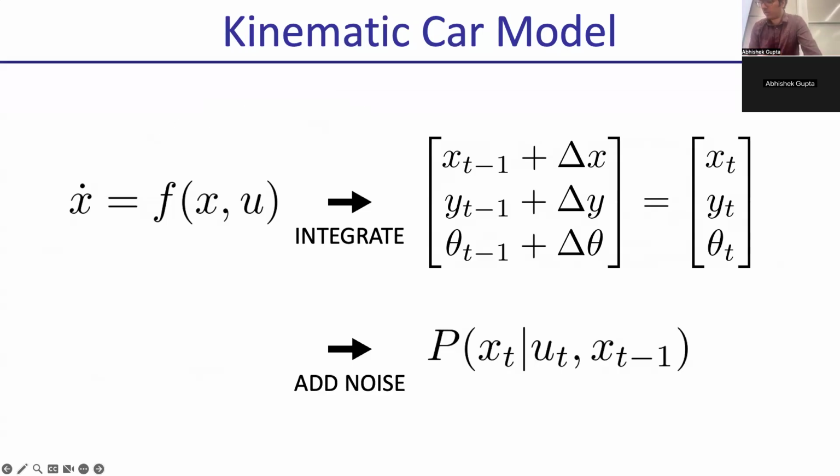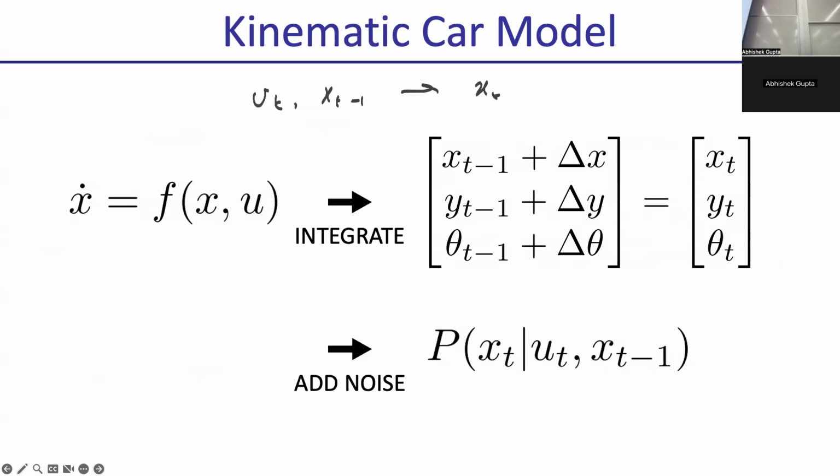So how would I do that? It actually went from ut, xt minus 1 to xt. How would I add noise to this function? Intuitively, how might I do it? What do you think? Like, add a fairly random value to the formulas?